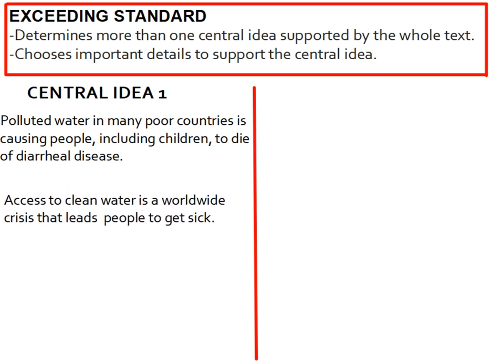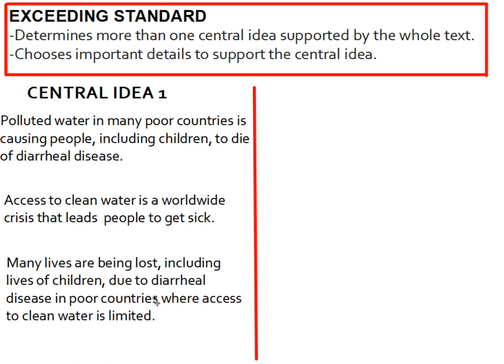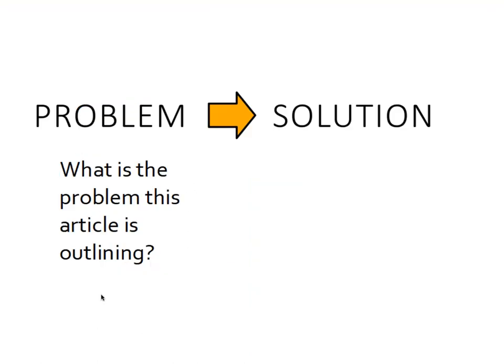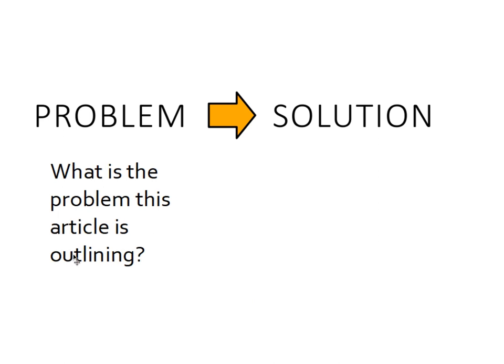Another example, access to clean water is a worldwide crisis that leads people to get sick. Another example is, many lives are being lost, including lives of children, due to diarrheal disease in poor countries where access to clean water is limited. All of these deal with the problem of this article. Not every article has a problem and solution, but this one does. So it's important to pay attention to that when we're deciding on the central idea.